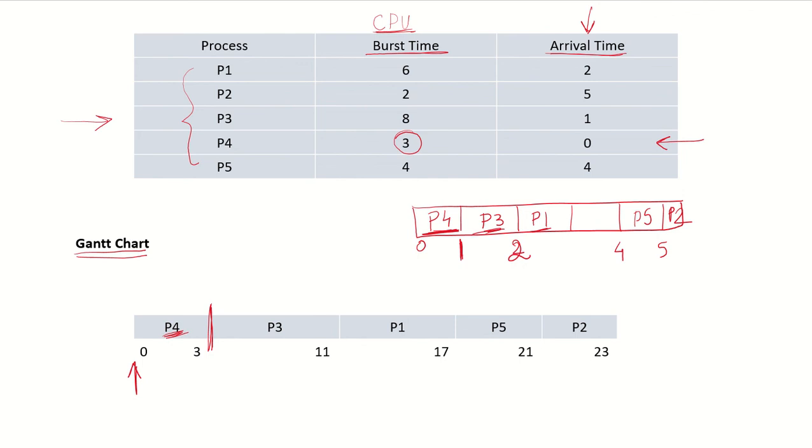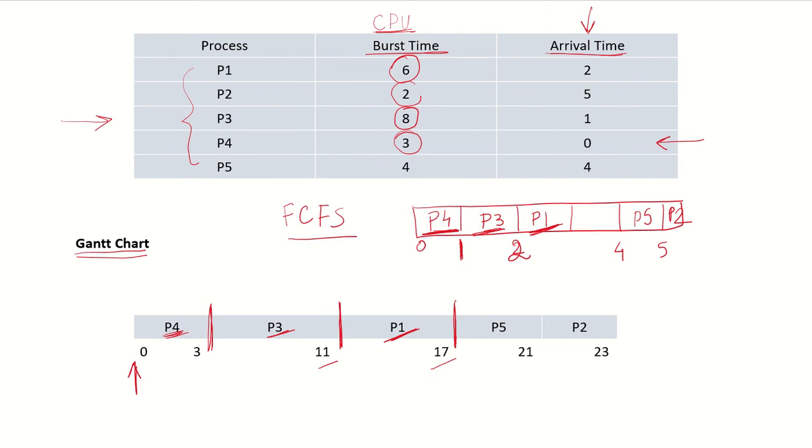After that, because we are following FCFS, the next in the ready queue is P3. So P3 will be given the CPU. P3 will run for 8 time units, so from 3 to 11, P3 will be using the CPU. At 11, P3 will release and the next in line is P1. So P1 will be given the CPU. The burst time of P1 is 6. So P1 will run from 11 to 17 and release the CPU at 17.